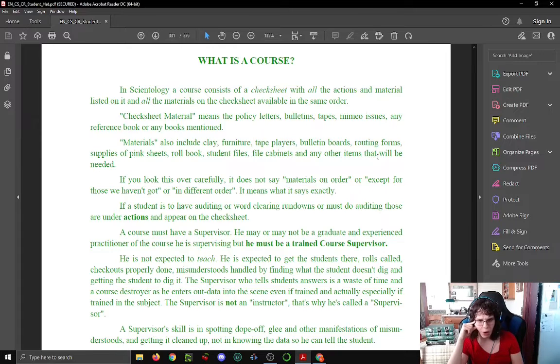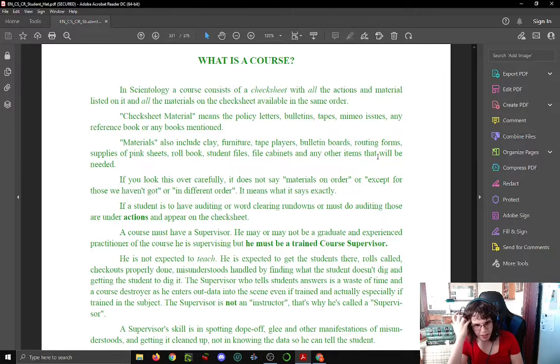If a student is to have auditing or word clearing rundowns, or must do auditing, those are under actions and appear on the check sheet. A course must have a supervisor. He may or may not be a graduate and experienced practitioner of the course he's supervising, but he must be a trained course supervisor. I believe you should be an experienced practitioner of the course that you're supervising, even if you're not teaching it. But at least help people to understand. Don't just send them back to the materials where they're just going to get lost again.